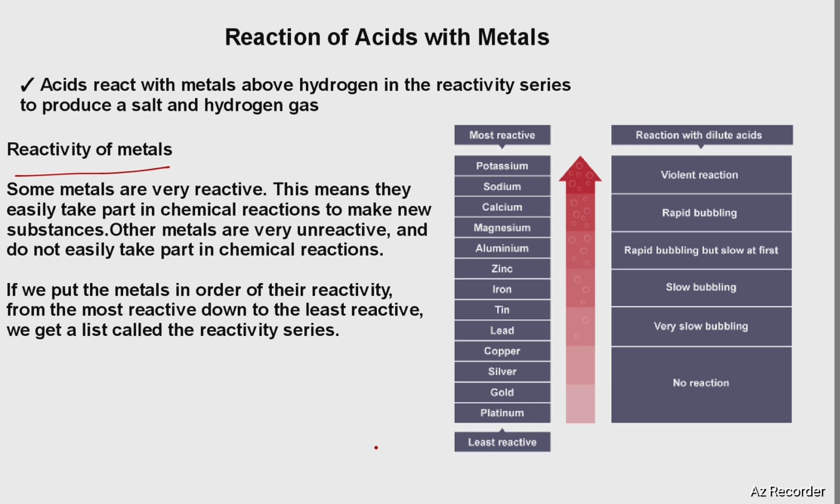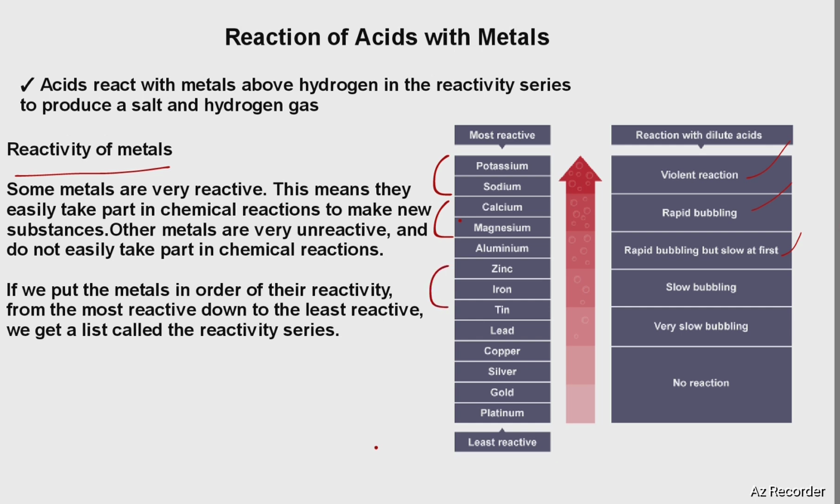Right? So if you notice the reaction, if you react an acid with potassium or sodium, the reaction is violent. But if you go down and react with magnesium and calcium, it is rapid with bubbles. Then with aluminium, we find that it is rapid and then it becomes slow. But zinc, iron, tin, these have a slow reaction. They do react, but they have a slow reaction.